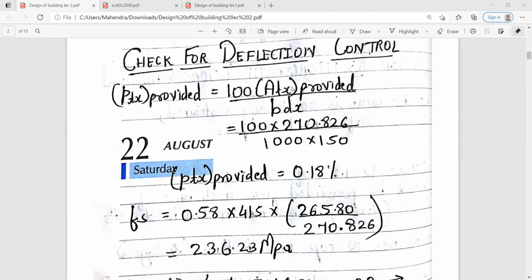So Fs will be equal to 0.58 into Fy, Fy is nothing but 415, into ASD required upon ASD provided. So ASD required is 265.80 upon ASD provided, that is 270.826. From this you get Fs as 236.23 megapascal. So do these calculations up till here, for percentage provided as well as for the tensile stress, that is Fs. Then we shall proceed further.